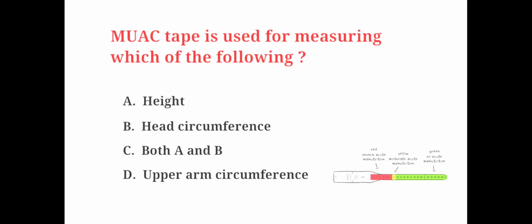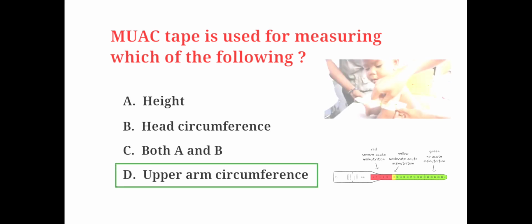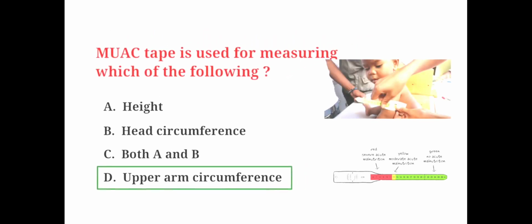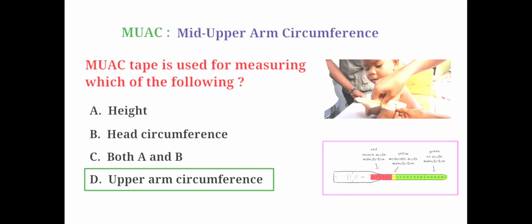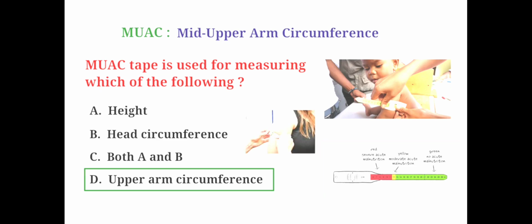MUAC tape is used for measuring which of the following? A. Height. B. Head circumference. C. Both A and B. D. Upper arm circumference. And the correct answer is D. Upper arm circumference. MUAC stands for mid upper arm circumference. MUAC tapes are predominantly used to measure the upper arm circumference of children, but also that of pregnant women, helping identify malnutrition.